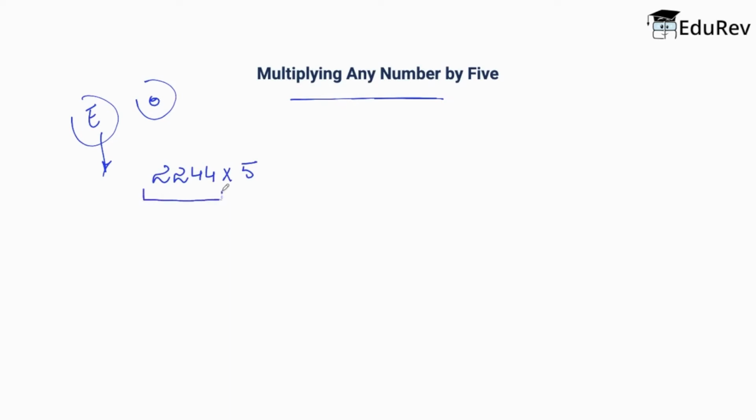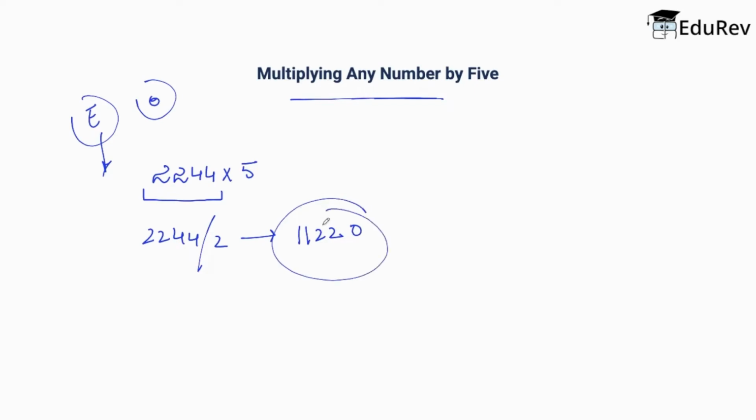Let's see how to multiply any number by 5. For this, you need to consider if the number is either even or odd. Suppose we are taking an even number. Let's suppose that you have to multiply 2244 with 5. In this case, you take the number which you need to multiply by 5, then divide that number by 2. That is 2244 divided by 2. This will be 1122. And then you just have to add a 0 after it. So this will be your answer.